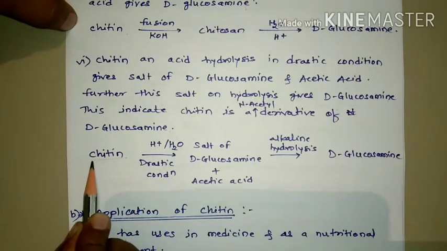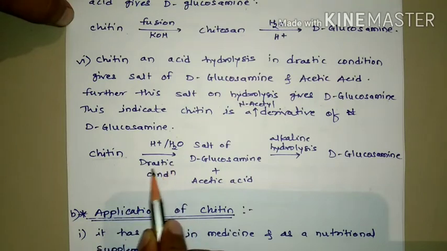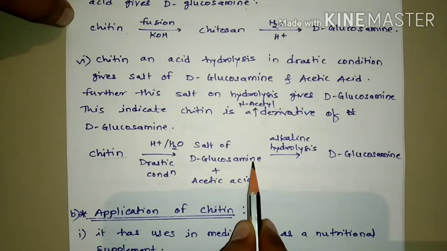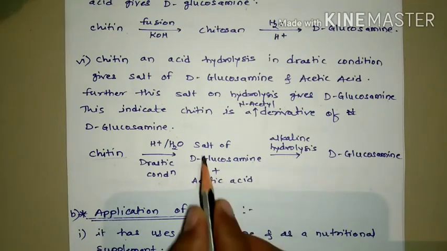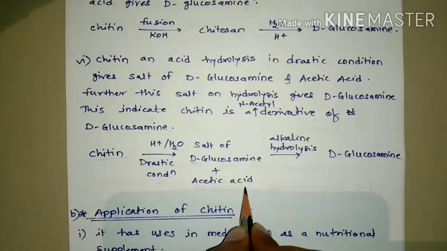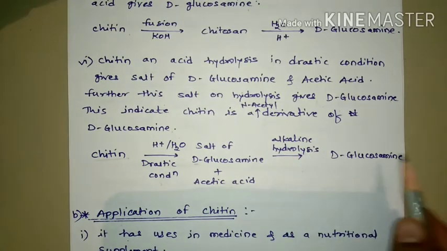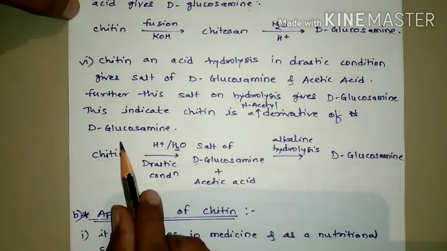Chitin, as we know the chitin structure, when hydrolysis takes place on chitin under drastic conditions, it gives a salt of D-glucosamine, and acetic acid is removed. This salt is in the amino form, and the acetic acid gets removed. Again, alkaline hydrolysis takes place, and it gives D-glucosamine. That means you can say chitin is an N-acetyl derivative of D-glucosamine.